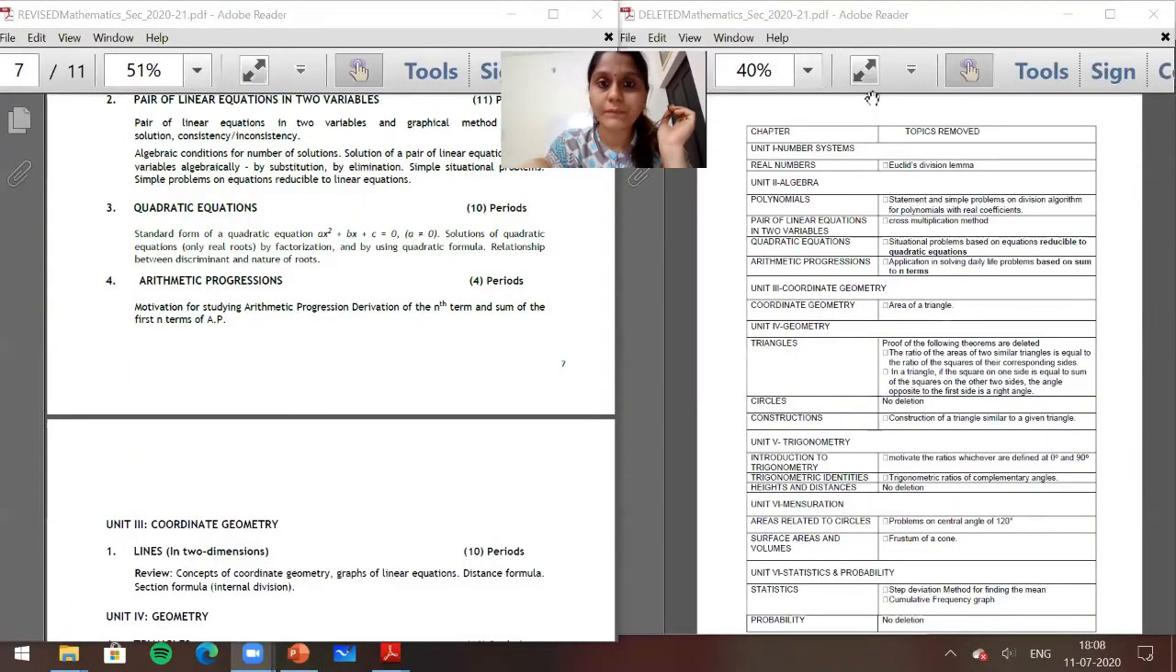Yes. If you see in arithmetic progression, the application part based on daily life problems and based on the sum of n terms is removed. There were 2 major topics in this chapter: finding the nth term, and the sum of the first n terms. As far as finding the nth term is concerned, you will have word problems based on this topic. But as far as the second topic, the sum of the first n terms, is concerned, word problems based on this topic will not come.